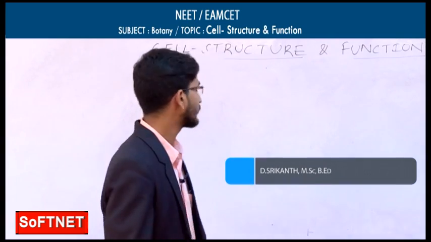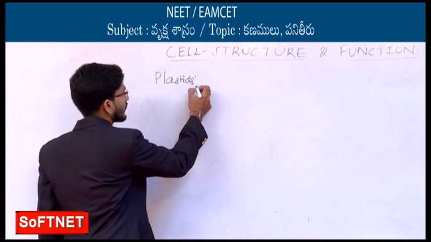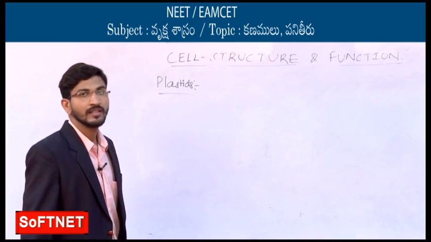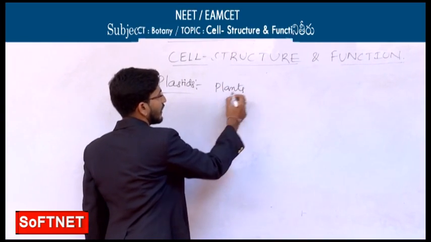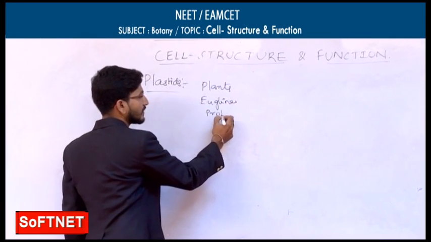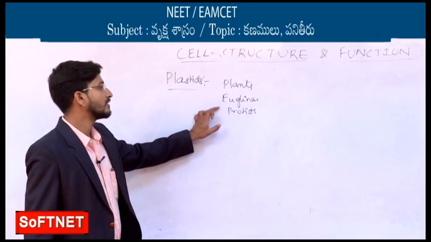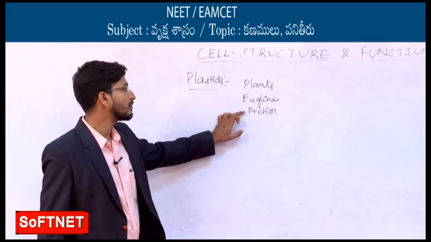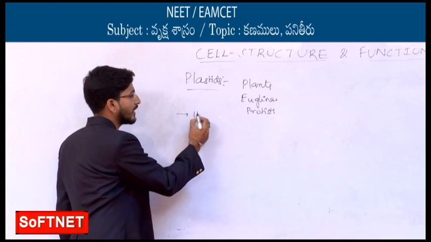Hello students, today we will discuss the remaining cell organelles. Those are plastids. So what are these plastids actually? These are mainly present in plants and Euglena and also some protists. In some cases Euglena and protists also have these plastids. The term plastid was given by the scientist Haeckel.